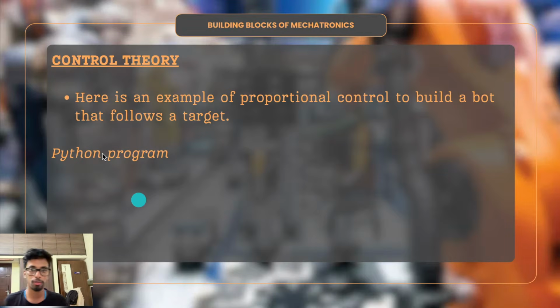So here is an example of proportional control to build a bot that follows a target. I've got a Python program for this. Just give me a second.